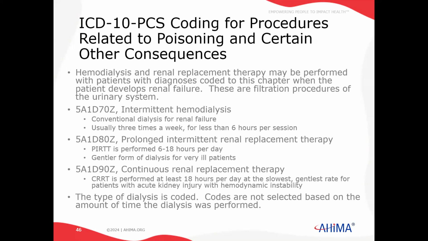This is code 5A1D70Z, intermittent hemodialysis. We can also have prolonged intermittent renal replacement therapy, the PIRRT as it's sometimes referred to, PIRRT. And this is 5A1D80Z, so a different character.